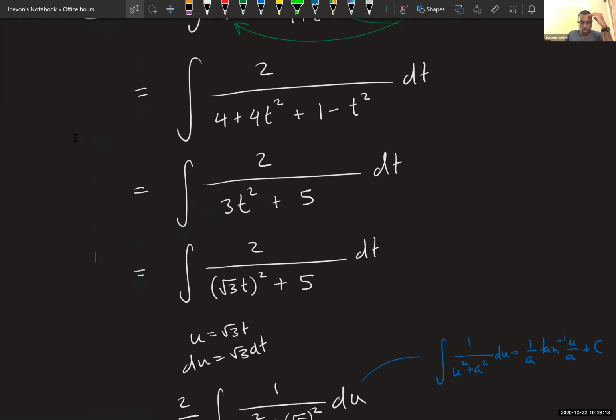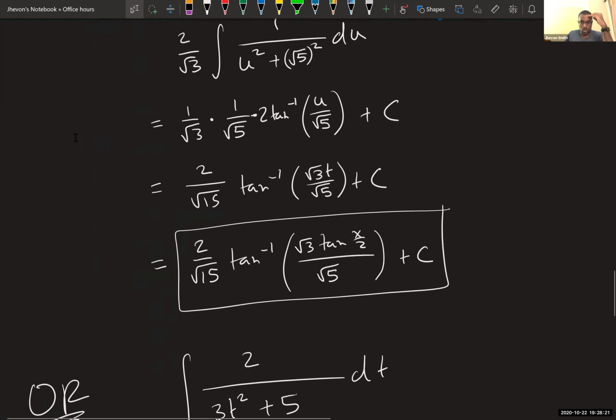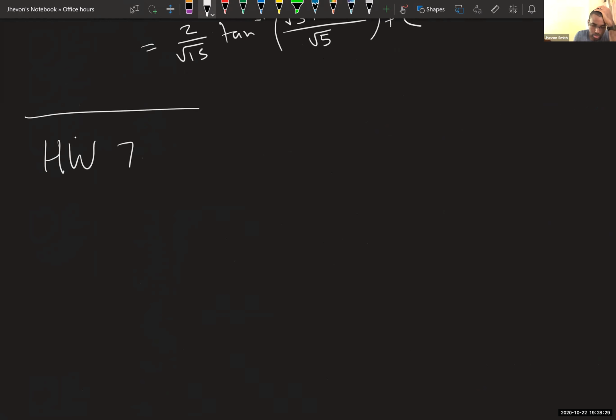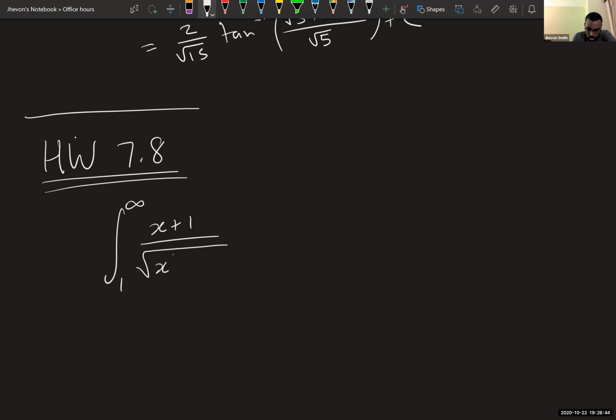I have a question from the homework. I think it was for 7.8. Homework 7.8. It's one of the ones in the back of the textbook. I think it's problem 51. It's the integral from 1 to infinity of x plus 1 over the square root of x to the 4th minus x.